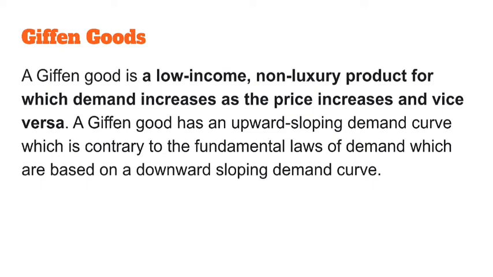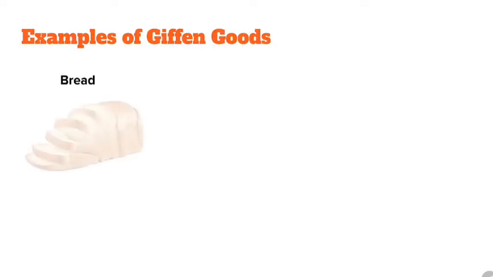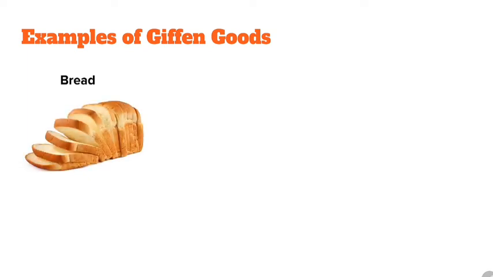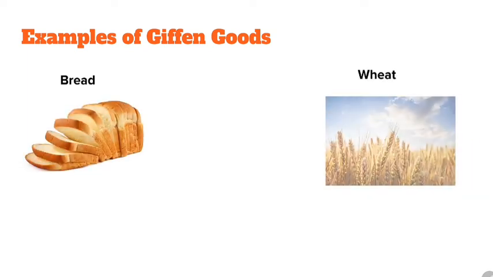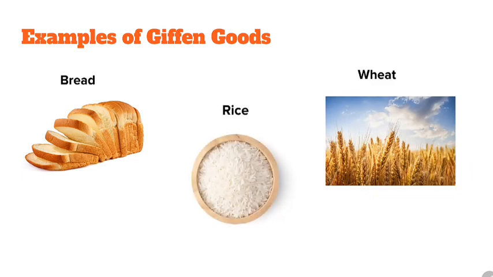Now let's take a look at the examples of a Giffen good. Bread is an example of a Giffen good. The next example is wheat. The next example is rice. So these are basically non-luxurious goods.